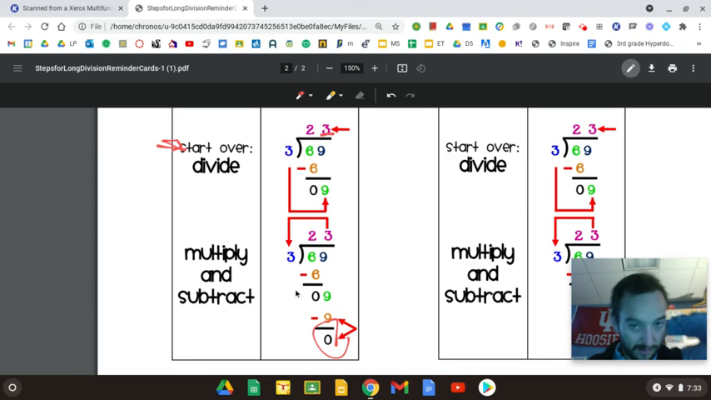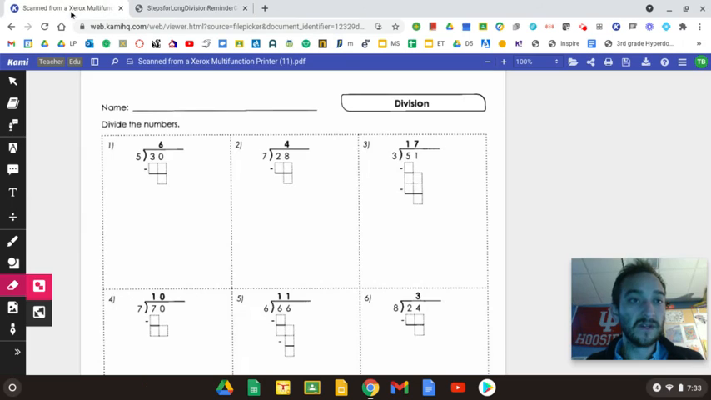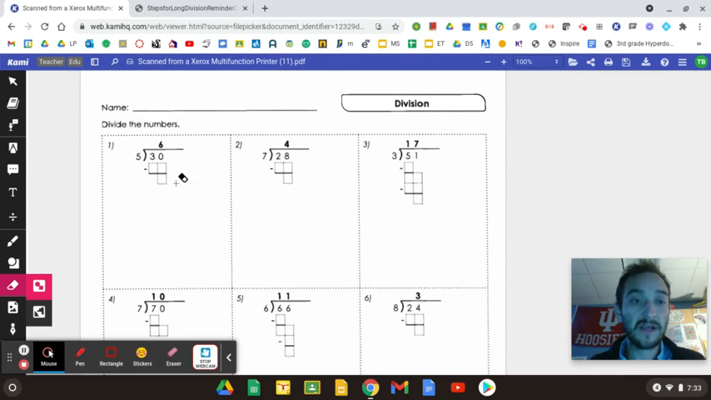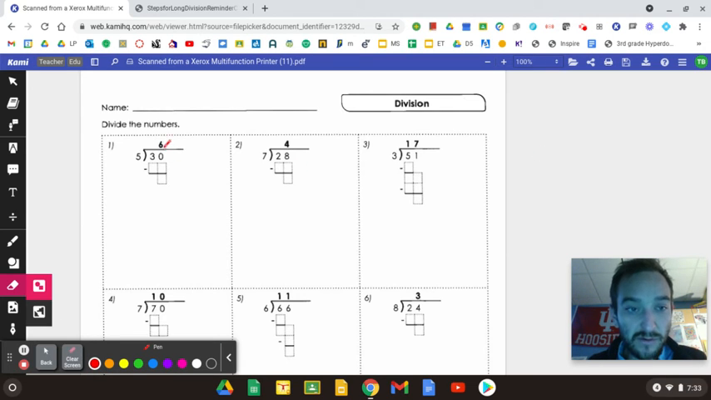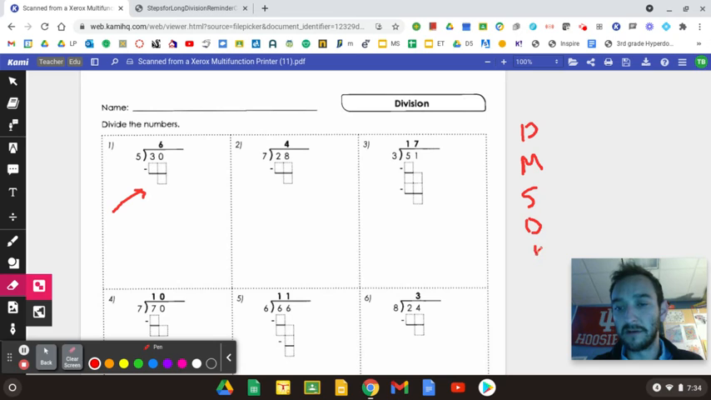Okay, so you have this paper. I'm going to attach this to Google Classroom, so you have this paper to look over. But let's go look at what you're going to do today. So the first part of what you're going to do, they gave you the answer to the division problem. The answer's done. What you need to do is practice the steps. So they have these empty boxes for you. So that means you're going to, remember, divide, multiply, subtract, drop, restart.